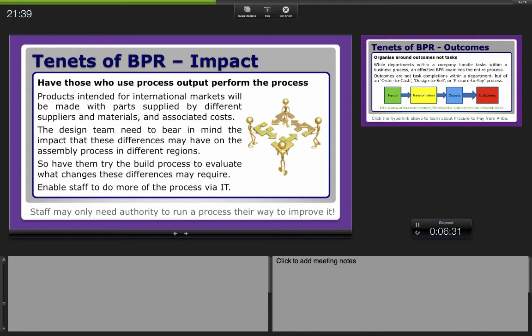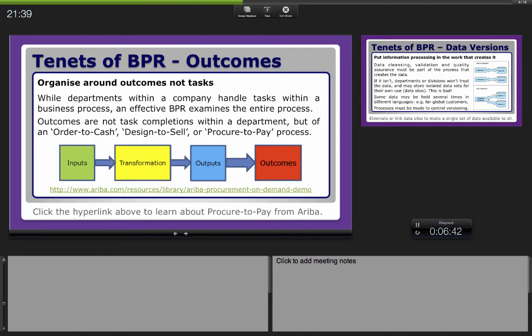Staff also may only need authority to run a process their way to improve it. The people who do the work may actually know the best way of doing it, and often do. Organise the work around outcomes, not tasks. So we're not interested in the inputs, the transformations, the outputs. What we're looking for is outcomes.